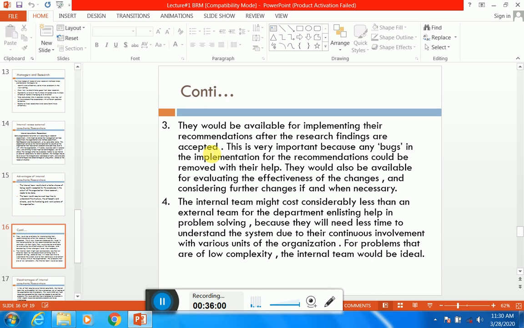Easily that can be applied in the organization, because it is their own organization and they know their own organization better. The fourth, the internal teams might cost considerably less than an external team for enlisting help in problem solving, because they will need less time to understand the system due to their continuous involvement with various units of the organization. As I told you, since they come from within, they are already involved in the organization.